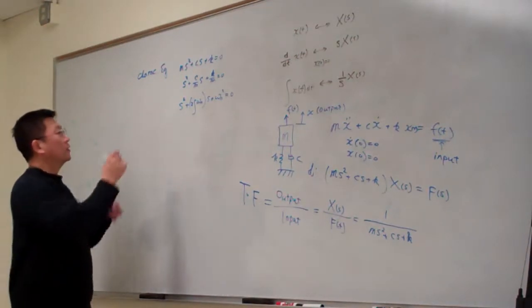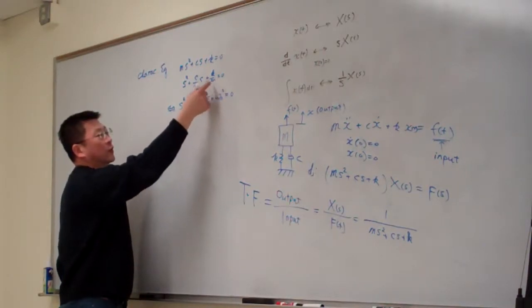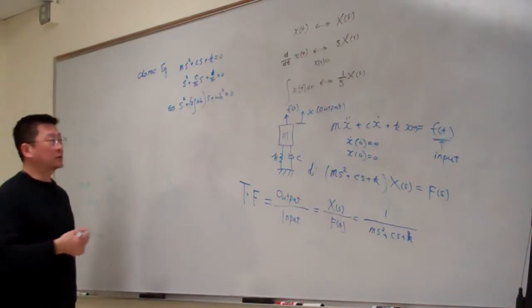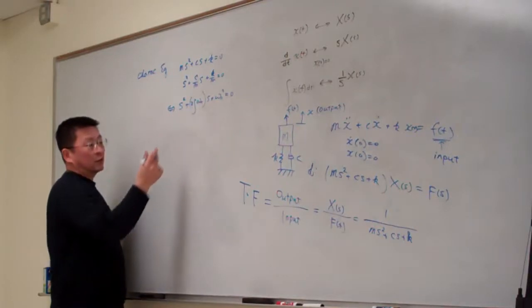Okay, so this one we redefine the parameters such that omega n squared equals this one, and this term corresponds to C over m, etc. So this is our standard form. This is called the standard form of the second order systems.